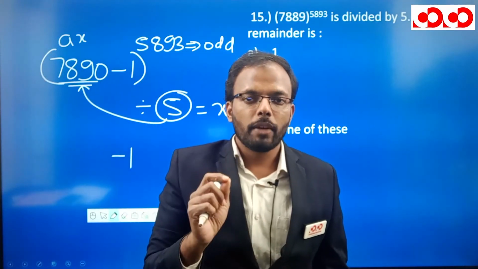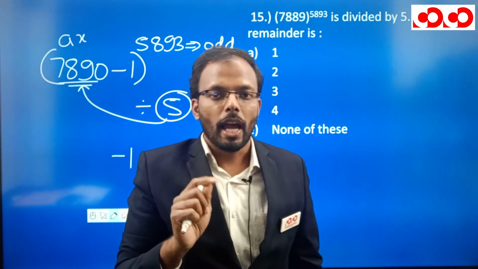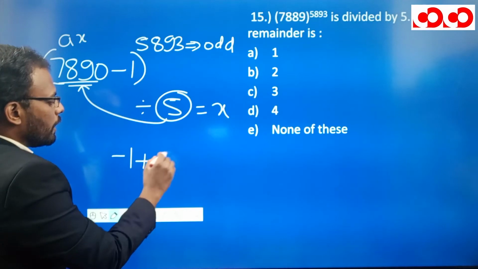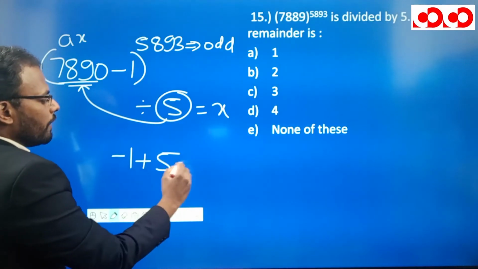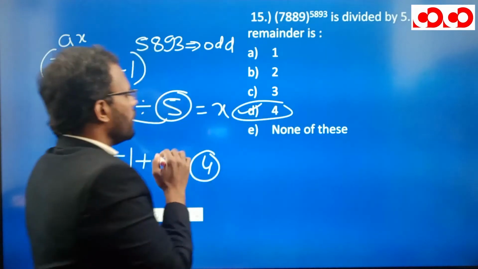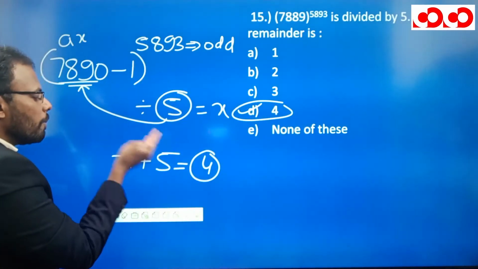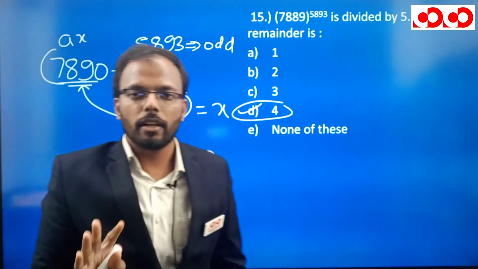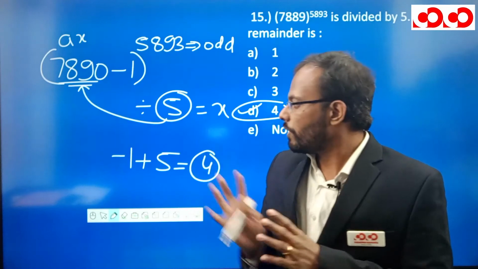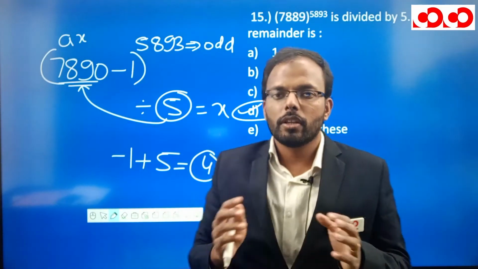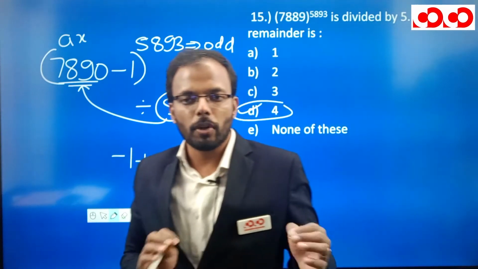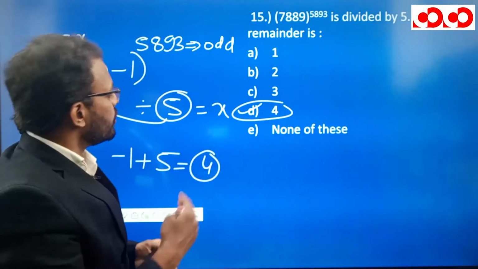You should note that we can never have a negative remainder. If we get a negative remainder, what we need to do is add the divisor to make it positive. So I'll add plus 5, it will be 4. So the answer to this question is 4. So negative 1 means 5 minus 1. We can never put minus 1 as a remainder for anything. If we get a negative number, there is nothing to be afraid of. Just add the divisor, you will get a positive number, and that is your answer. Let's move on to the next question.